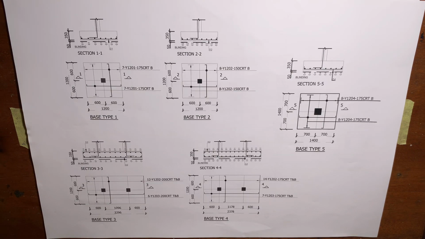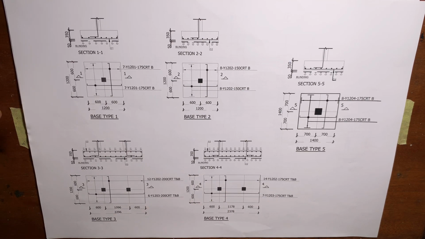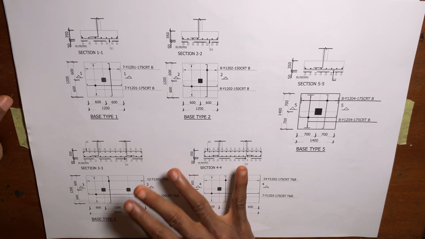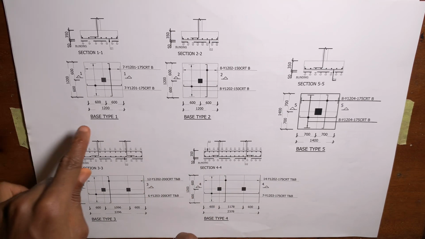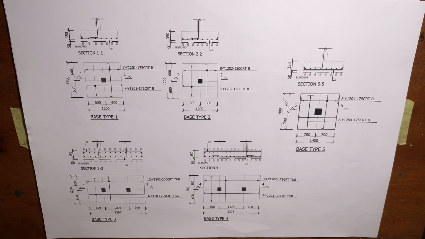This drawing gives us more details of the base types, or the column footings, showing us the length and width of the footings, as well as the placement of the reinforcement for the column baskets. Like I said previously, this particular foundation has 5 base types. There are 5 different types of the column bases. Now we're going to be starting with base type 1.